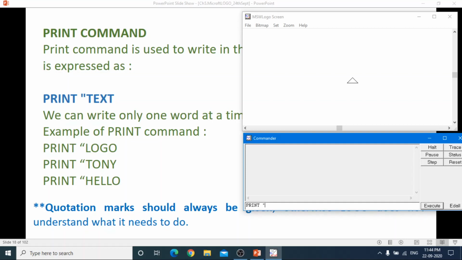Now whatever you want to write, you can write here: Sunbeam, and execute. Sunbeam is printed. So simply print any word. You can write simply print, and quotation marks are a must. If you don't write that, it will give you an error. See. Again, write it and then put the double quotes and execute. It is executing. Now to simply print any word, you can use print.